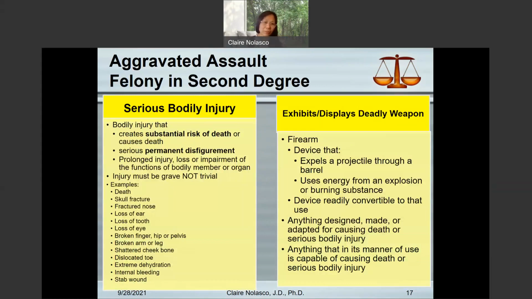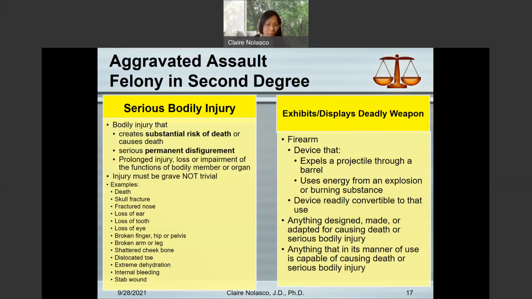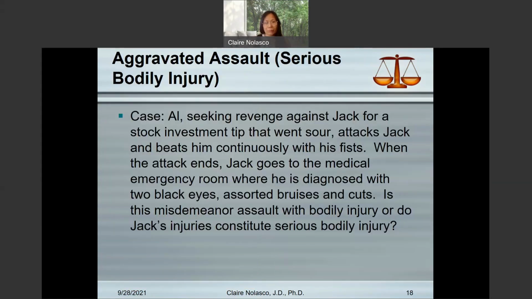So do the bruises, black eye, and cuts amount to a prolonged injury, loss, or impairment? Is it a serious permanent disfigurement? Did it cause him substantial risk of death or cause death? In this case, probably not. These injuries are just simple bodily injuries that can heal within a couple of days and did not cause permanent disfigurement on Jack. So Al would be liable for misdemeanor assault with bodily injury and not aggravated assault. Okay?